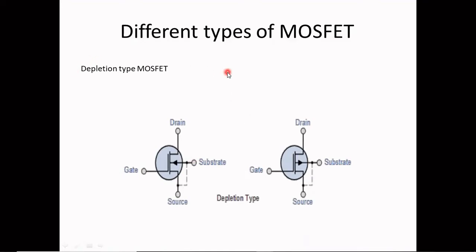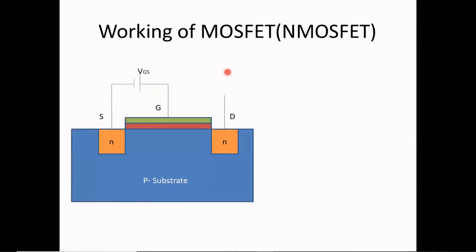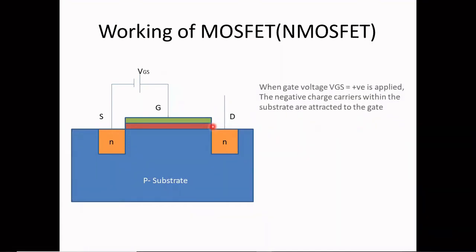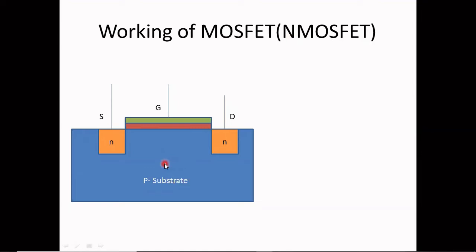So here, if I go to the working of this MOSFET, someone was asking what kind of oxide layer is used here. Generally we will be using silicon dioxide. So silicon dioxide is used as the oxide layer here. Now why it is called an N MOSFET, we will see in a while. In the N MOSFET, we will have a P substrate, an oxide layer and a metal layer, followed by two N diffusions.